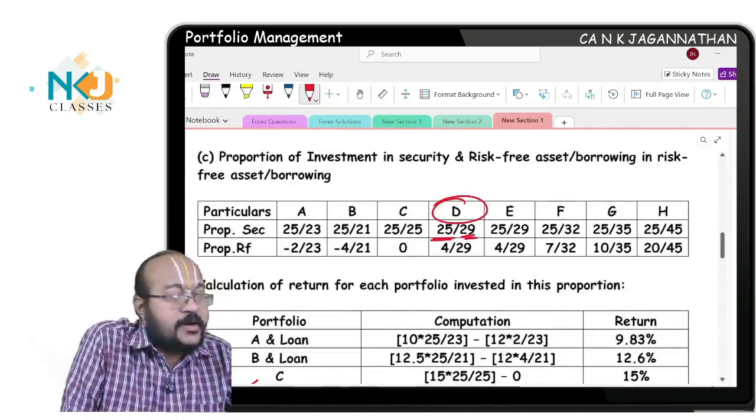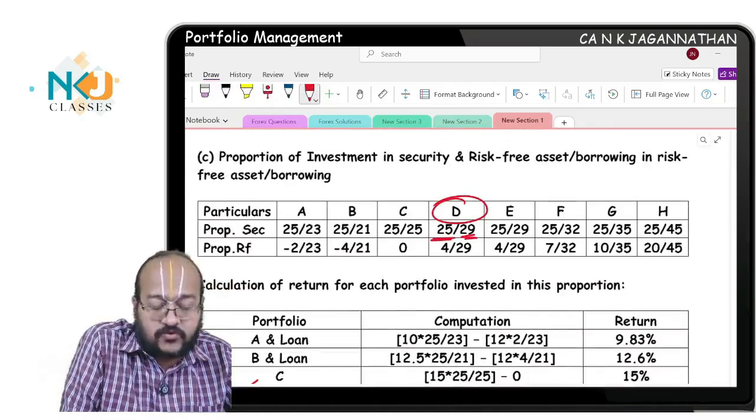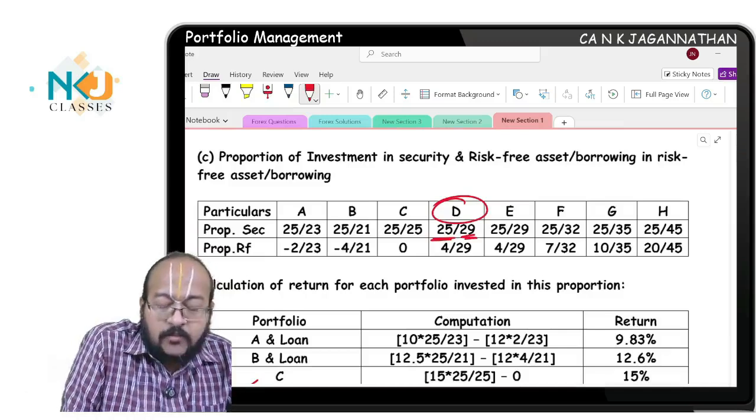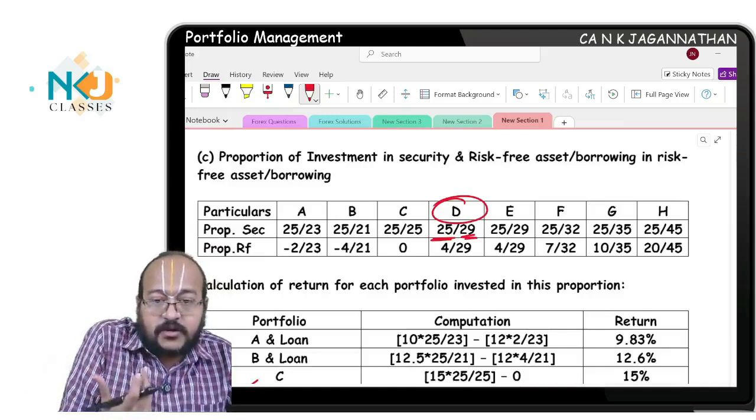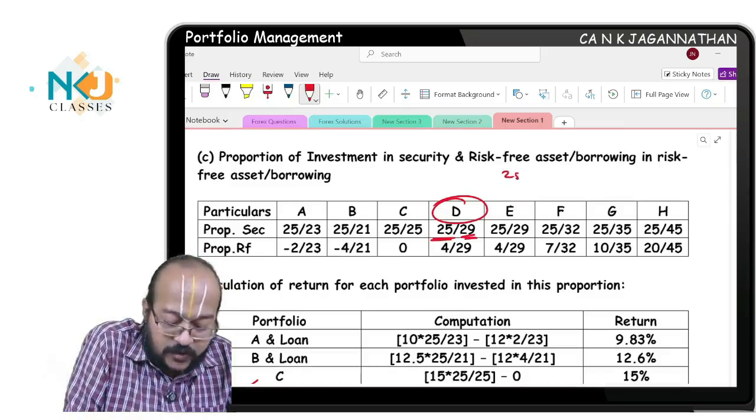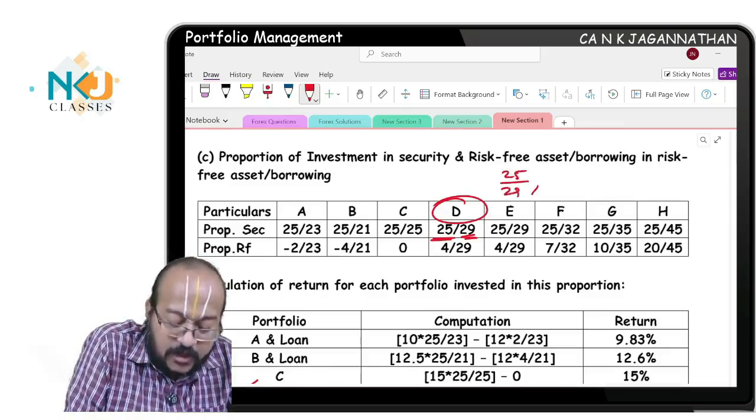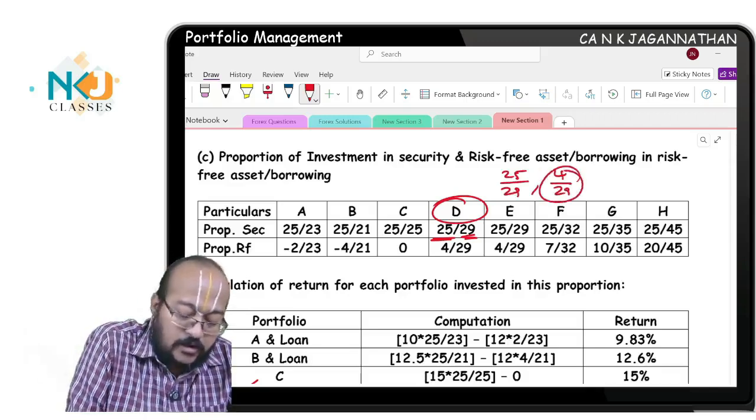If D is 25 by 29, the proportion of D in the portfolio is 25 by 29, then risk-free, borrowing or lending, or investment or borrowing, investment. 25 by 29 is the proportion of D, and RF, what is the proportion of RF? 4 by 29. Are you all understanding?